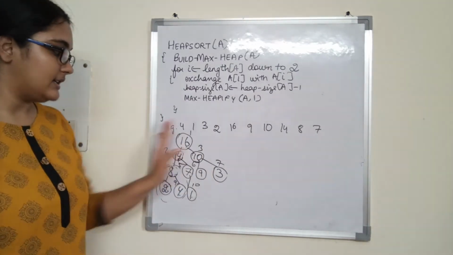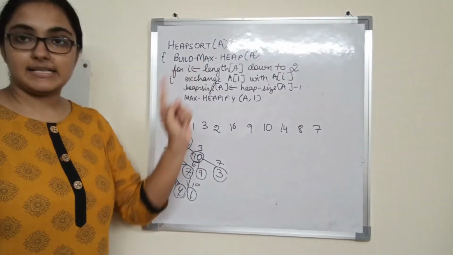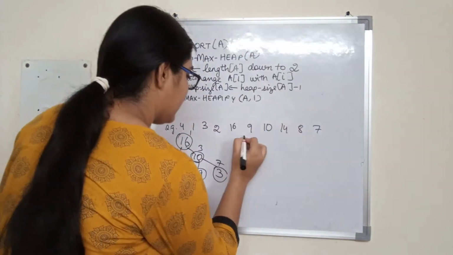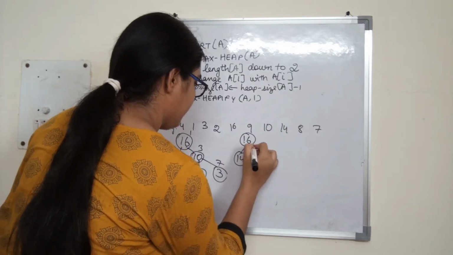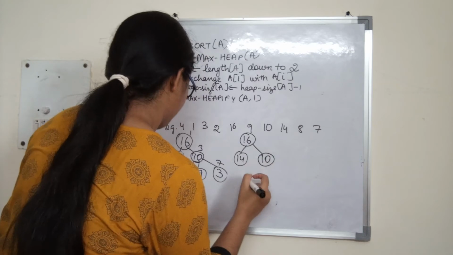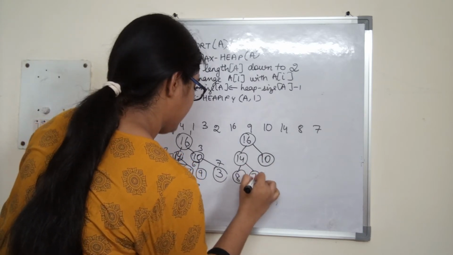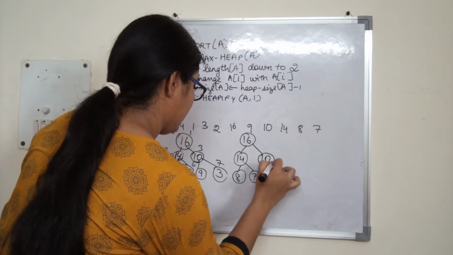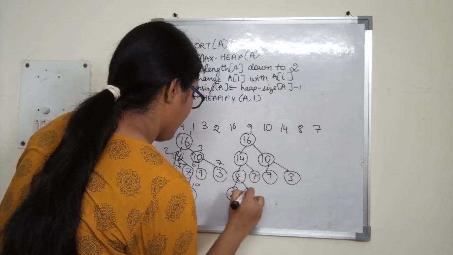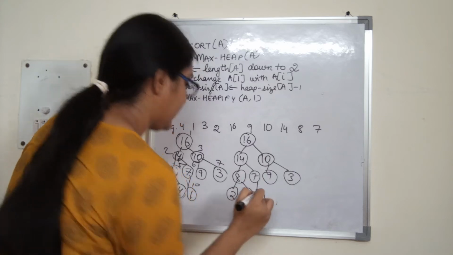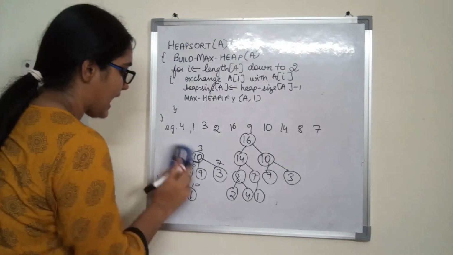So this is the resulting heap that we get when we call build max heap A. Let me write it once again clearly. 16, 14, 10, 8, 7, 9, 3, 2, 4, 1. Now it has turned into a max heap. Now let us see what happens.